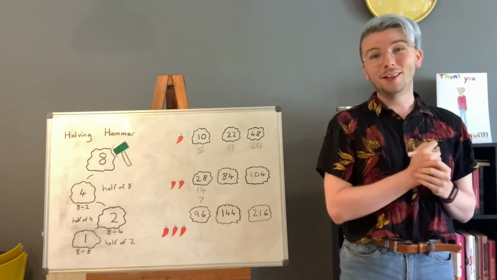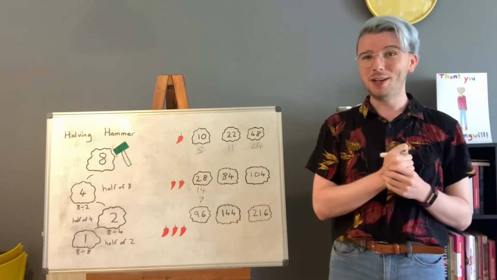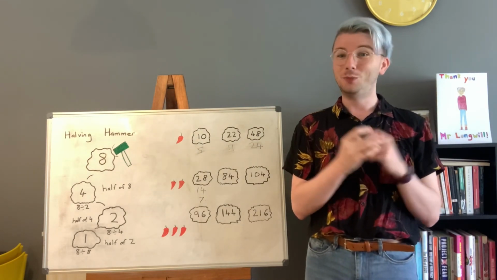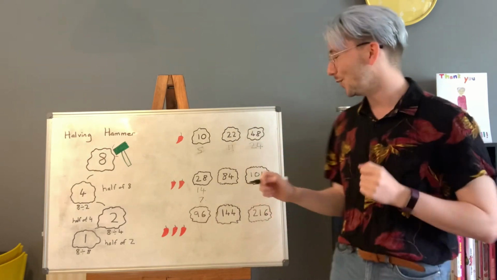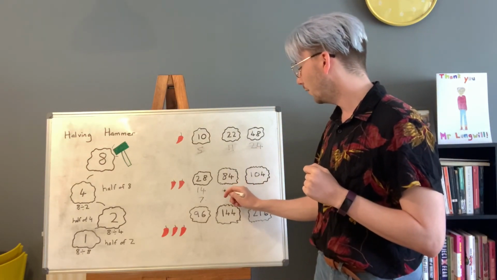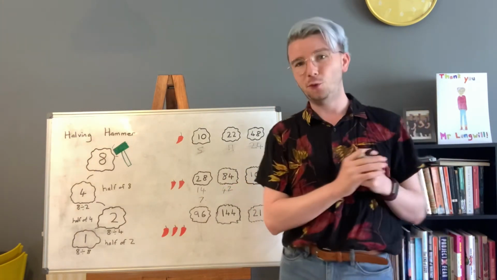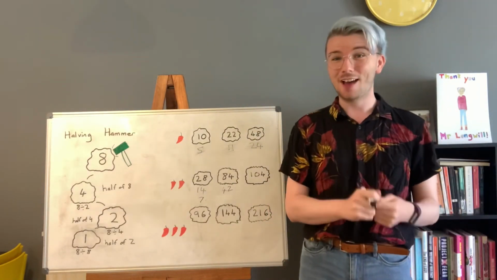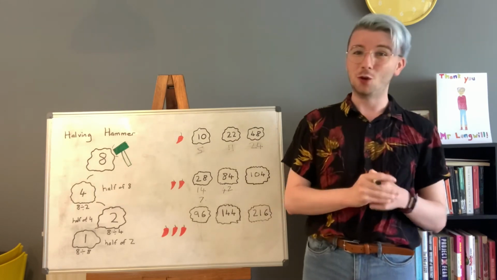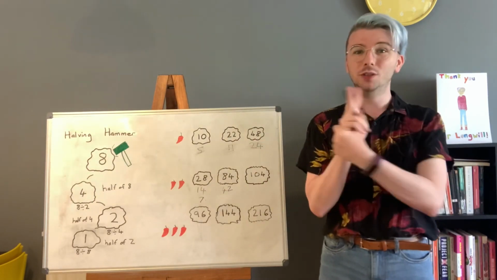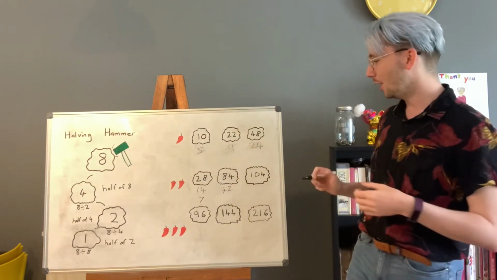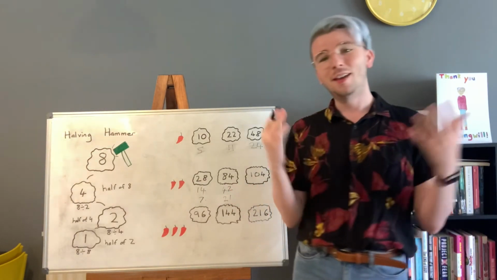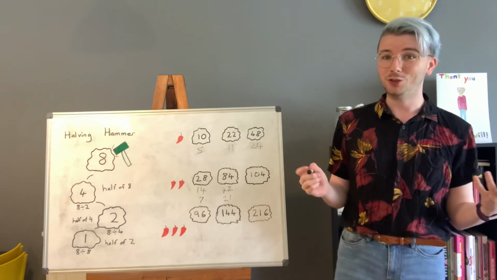The second one, the number 84. What would happen if we hit that with the halving hammer once? We should get the number 42, because half of 84 is 42. And again, what would happen if we hit the halving hammer with 42? Or if we hit 84 twice with the halving hammer? We will get the number 21. And those are the answers to the second question.